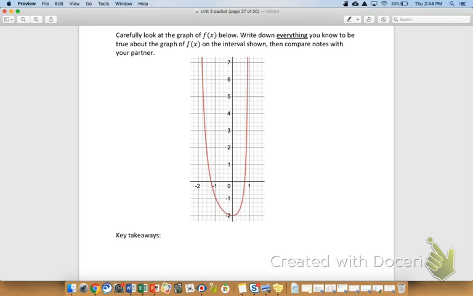About a minute or so, a little less than a minute. Keep thinking. Write down everything you can think of that's true about this graph: f of x, f prime of x, any of the features you see that seem to stand out to you.